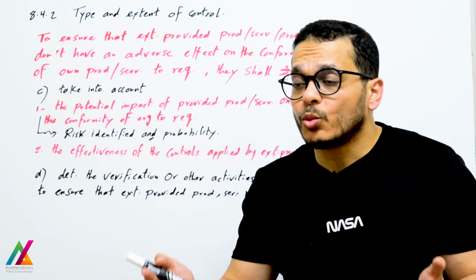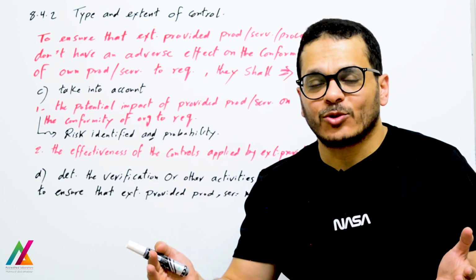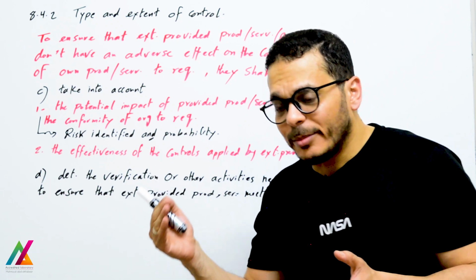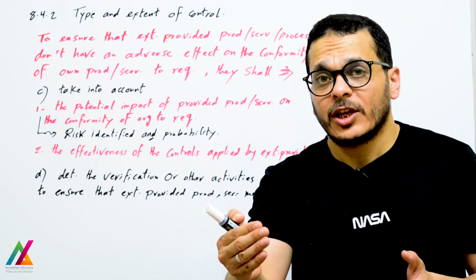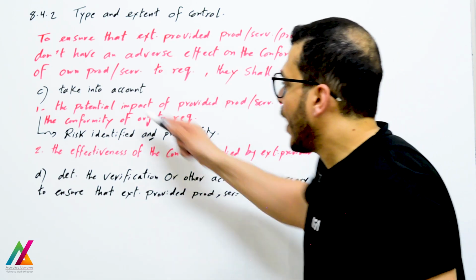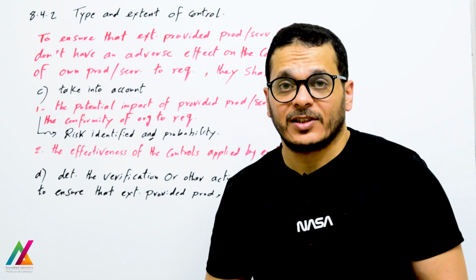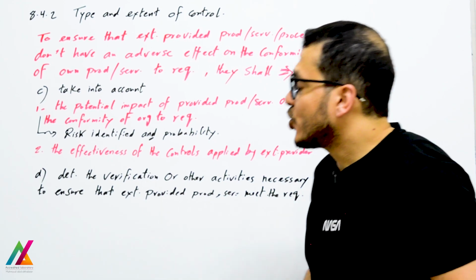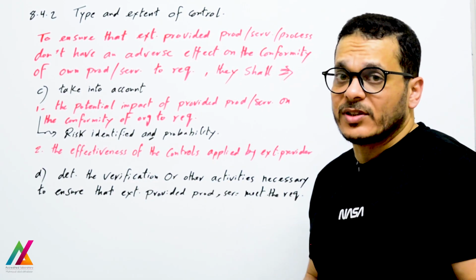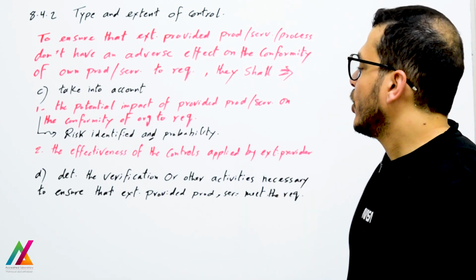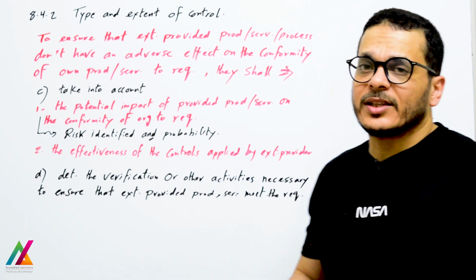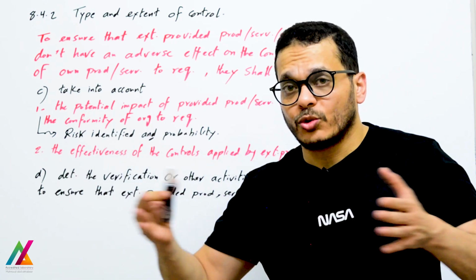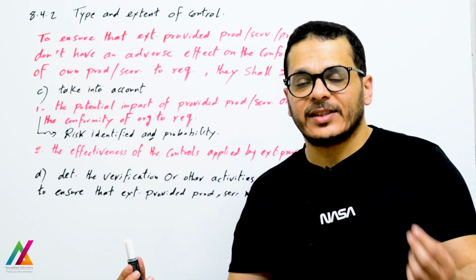The external provider also will have some controls, some criteria to accept the final product. He will have some controls or monitoring for the whole process to ensure that he will meet the requirements of the organization also. And you shall take into account how effective these controls are. So at the end you will also ensure the conformity of the organization to the requirement, and they shall determine the verification or validation activities necessary to ensure that the externally provided product or service meets the requirement. You shall also apply some verification at the end for the final product or to the whole process to ensure that the output will meet the input requirements.